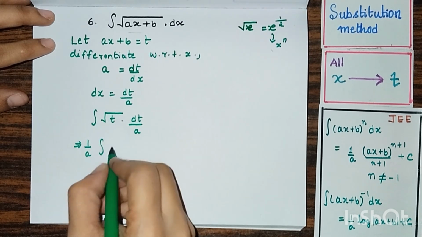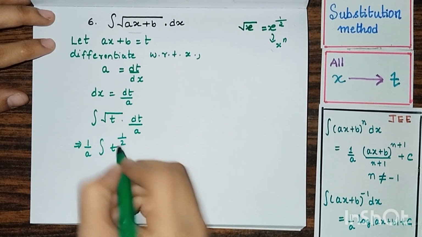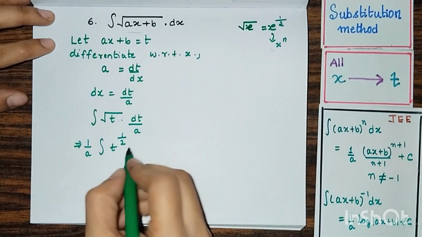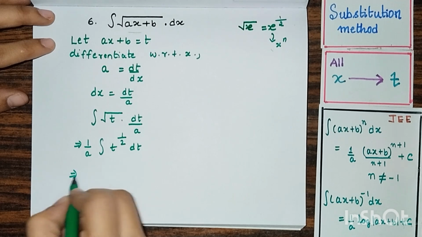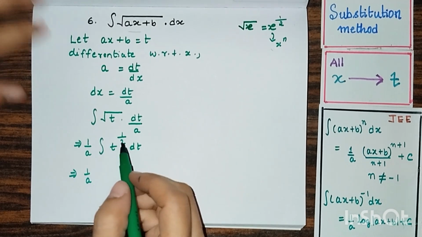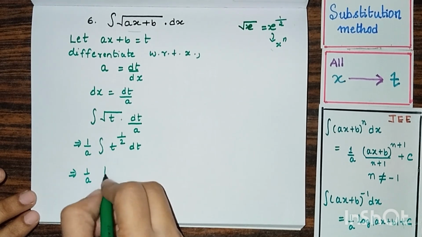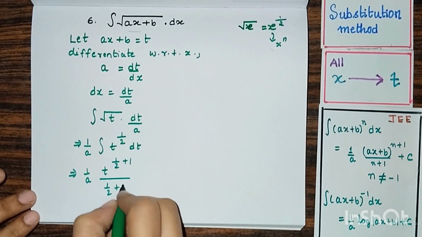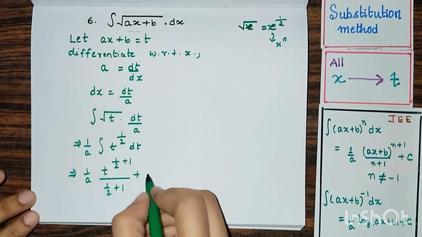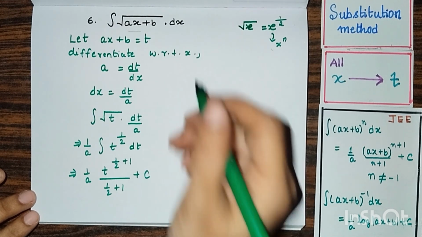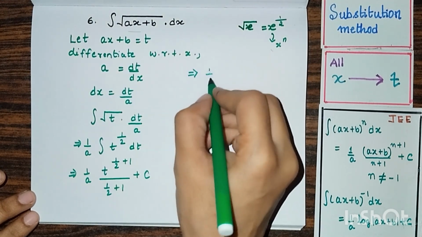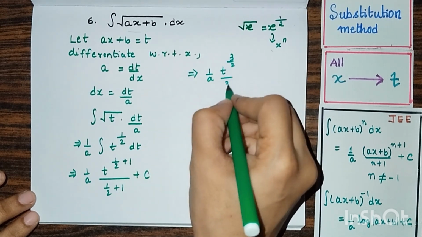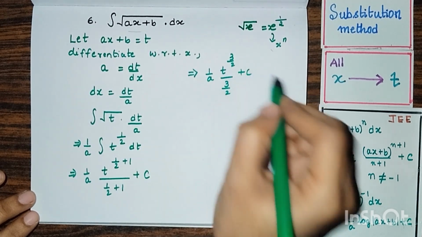Integral of square root of t can be written as t to the power 1 by 2. So now this is in the form of x to the power n with respect to t. So 1 by a, integral of t to the power 1 by 2 will be t to the power 1 by 2 plus 1 divided by 1 by 2 plus 1. Since we have done the integration, we will write plus c. Now this implies 1 by a, t to the power of half plus 1 is 3 by 2, divided by 3 by 2, plus constant of integration.